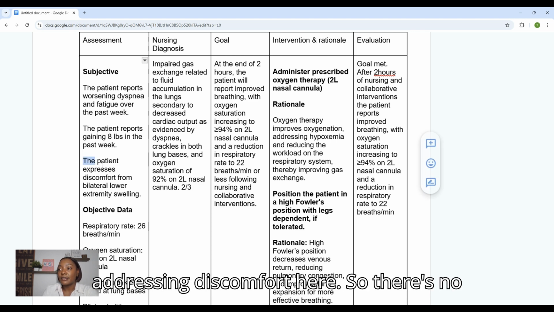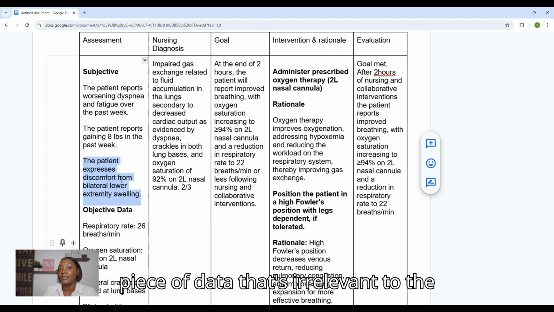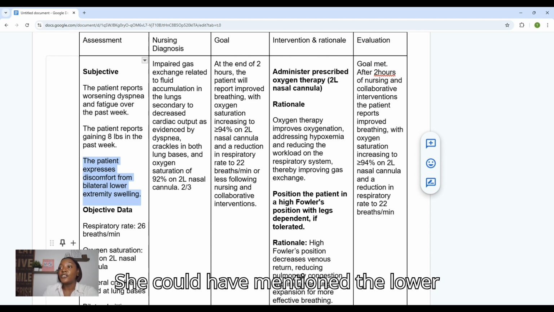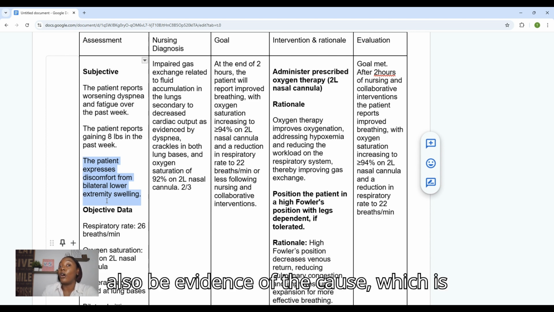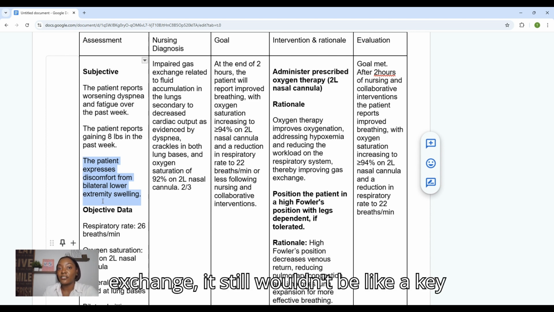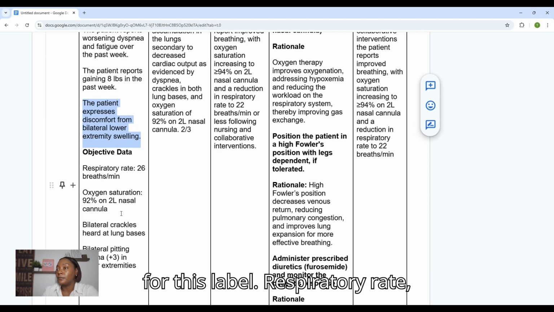The patient expresses discomfort from bilateral lower extremity swelling. So we are not addressing discomfort here, so there's no need for us to mention discomfort. This would be a piece of data that's irrelevant to the nursing diagnosis that we have here. She could have mentioned the lower extremity swelling, which would also be evidence of the cause, which is fluid accumulation. But because it's still not directly related to gas exchange, it still wouldn't be a key piece of data in this care plan for this label.